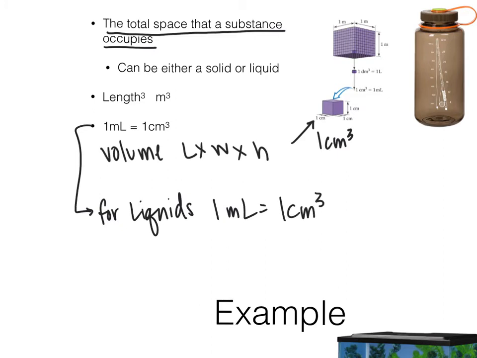Now, this is probably common knowledge to you already. If you watch a lot of medical dramas, a lot of times they'll say, I need 5 cc's of something. Cc's are cubic centimeters, otherwise known as milliliters. So this is one of the defined things that we just need to know. We need to know that 1 milliliter is equal to 1 cubic centimeter. This is going to be really important when we think about density.